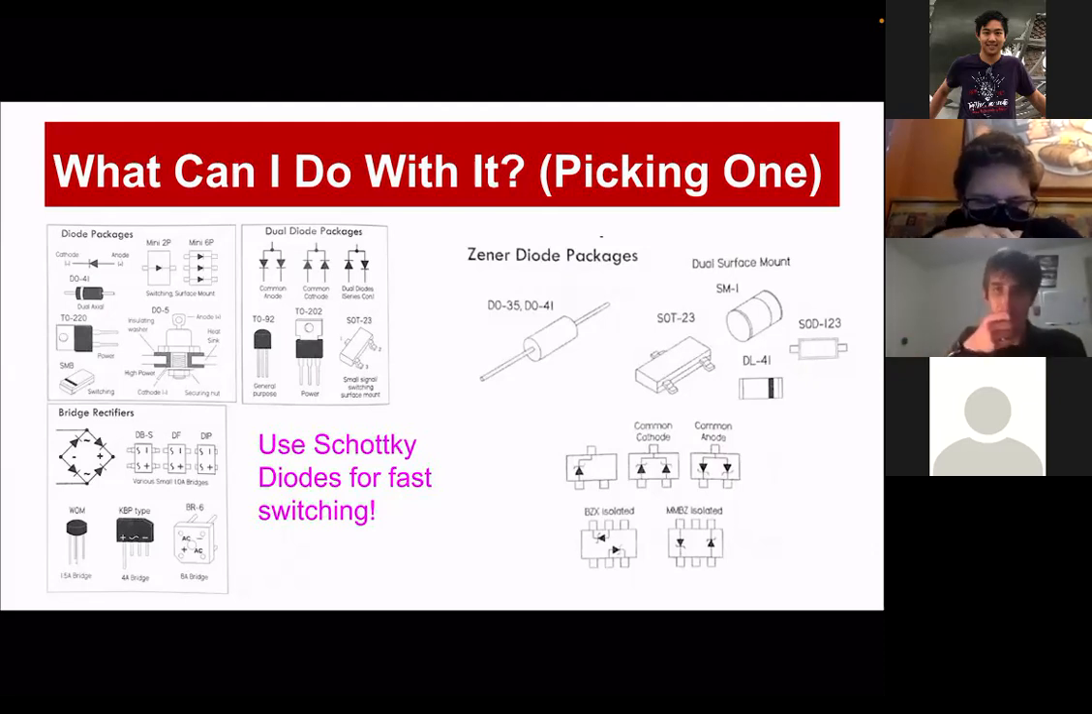And I have a little note there that says Schottky diodes are used for fast switching. If you have a certain high frequency, eventually the normal common diodes break down and don't work as well. So if you have a high frequency signal and you need to switch between high and low voltage really fast, use a Schottky diode. That has the downside that Schottky diodes explode much easier because they have a lower voltage drop.